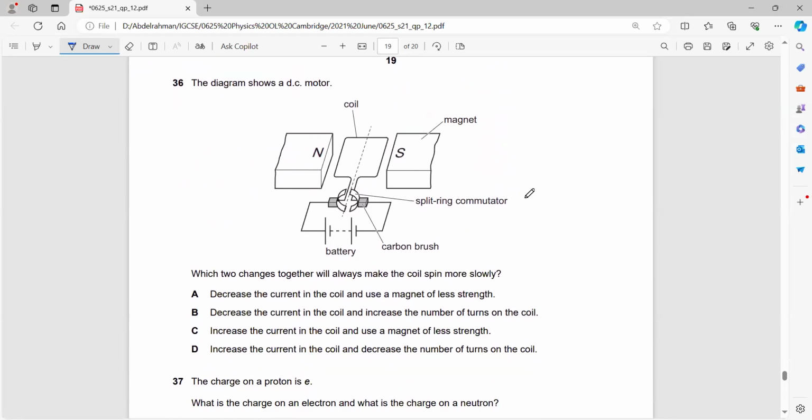The diagram shows a DC motor. Which two changes together will always make the coil spin more slowly? I do not want the coil to rotate in the opposite direction; I want it to rotate more slowly. Decrease the current in the coil and use a magnet of less strength. I think this sounds right. Decrease the current and increase the number of turns? No, don't increase the number of turns. Increase the current? Nope. So it is only A.